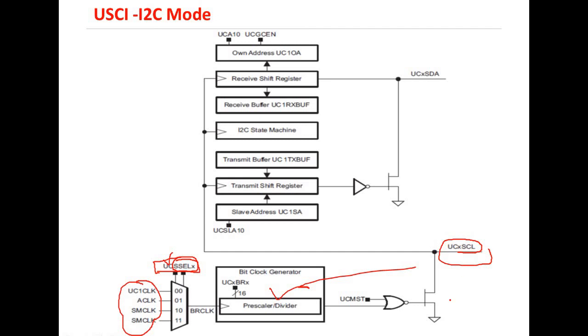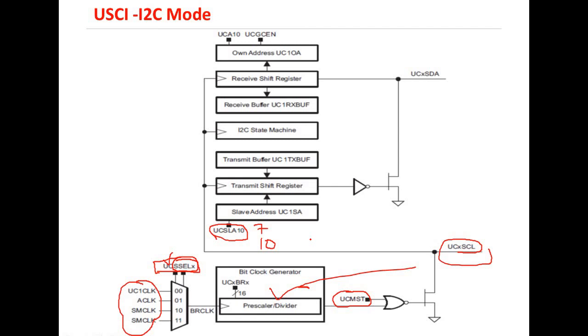Here UCMST is used for selecting either master mode or slave mode. And coming here, UCSLA10, slave address mode selection. Here you can select either 7-bit addressing mode or 10-bit addressing mode for the slave. As I said, your slaves may have a 7-bit address or a 10-bit address. With the help of this bit, you can select 7-bit addressing or 10-bit addressing.